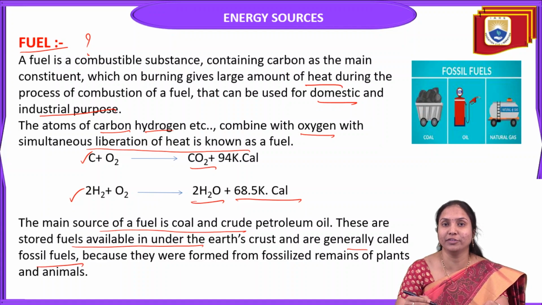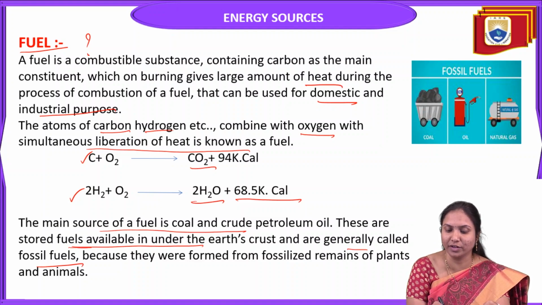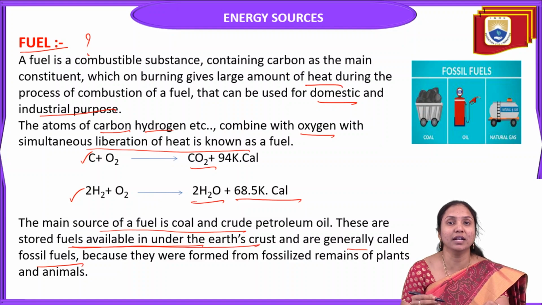Generally these fuels are obtained from under the earth crust, that means plant and animal materials buried under the earth crust for millions of years in the absence of air, under high pressure, and then converted to fossil fuels. So the main sources of fuel are coal and crude petroleum, stored fuels available under the earth crust, generally called fossil fuels, because they were formed from the fossilized remains of plants and animals.